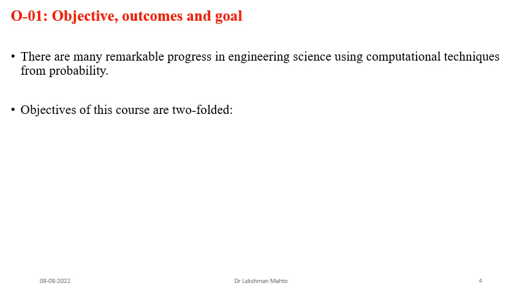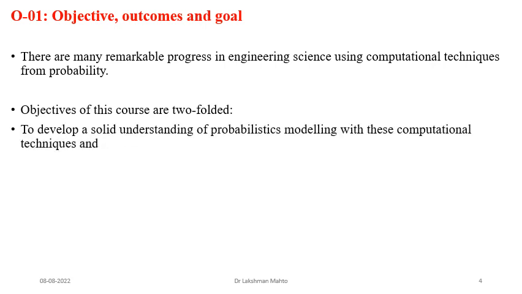Computation is coming. So the objective of this course would be two-fold. First, you have to develop a solid understanding of probabilistic modeling. That means if you have a probabilistic phenomenon, how you can convert that into a probabilistic model. Then you will learn computational techniques, with the help of which you will understand this probabilistic modeling and further consequences. Second, you have to come up with new results and new applications. Various new results will come, then various applications would come. This would be the objective of this course.